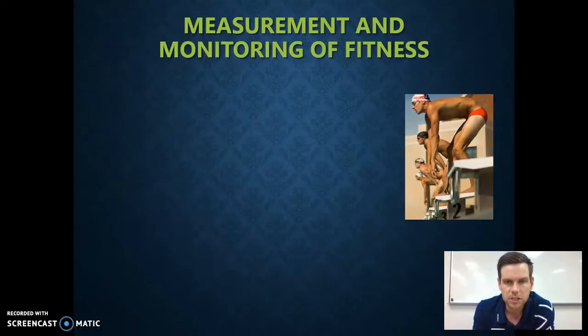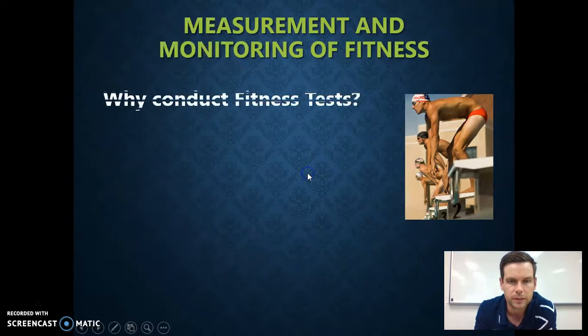So now we're looking at the measurement and monitoring of our fitness. What sort of things can we do to make sure that progress is being made, but also that our training program is actually doing what we planned for it to be doing? So why do we conduct fitness tests?